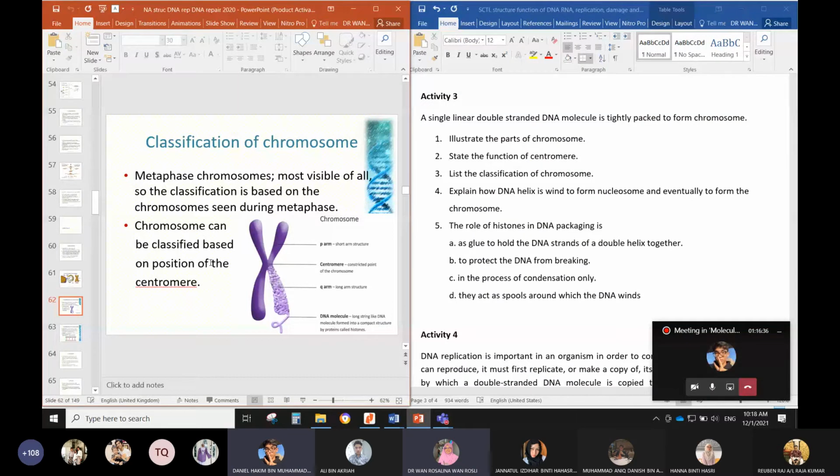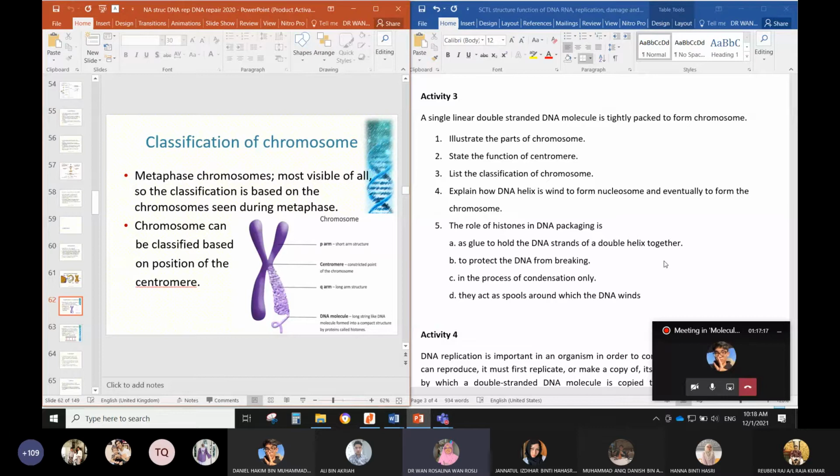So you want the structure of the chromosome, right? There are 3 structures. The centromere, which is the central part of the chromosome, and then the short arm structure at the upper part of the chromosome, and then the long arm structure on the lower part of the chromosome. And then within these arms, the DNA molecules are compacted together by proteins. Thank you, Daniel, for that answer.